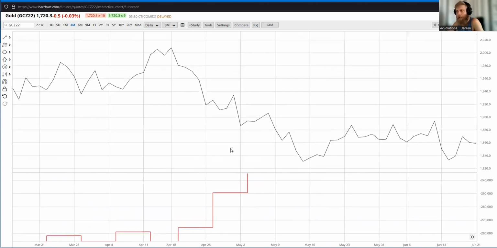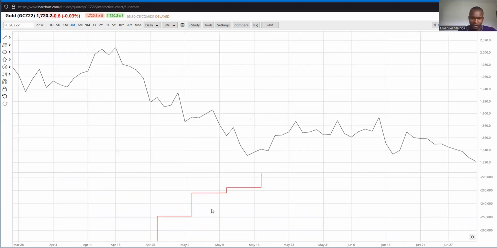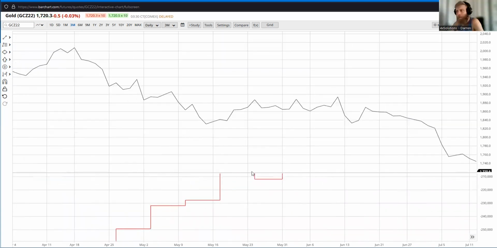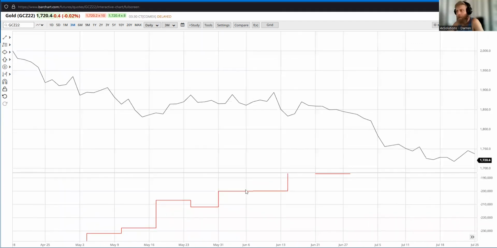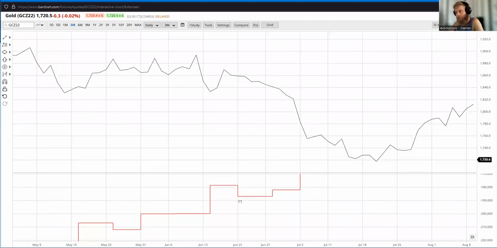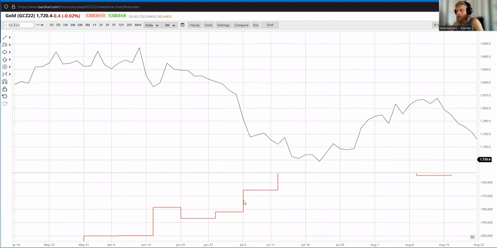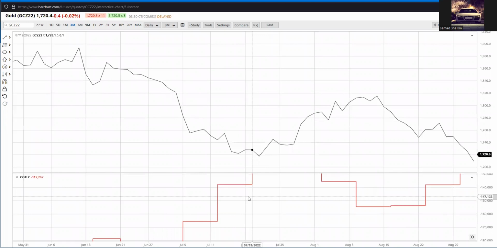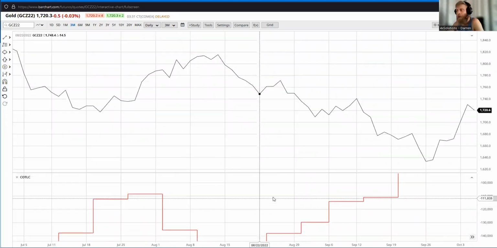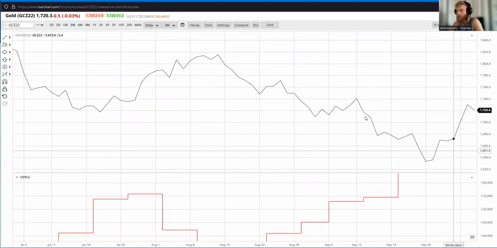So they are selling while the COT data is going up. Look, it's going up, it's going up. It's still selling. COT data is going up. Price is still selling, right? Still going up, still going up. Price is still going down. And eventually price bottoms out.